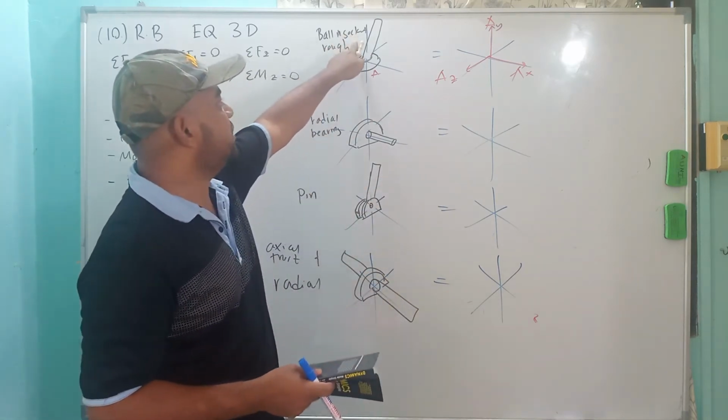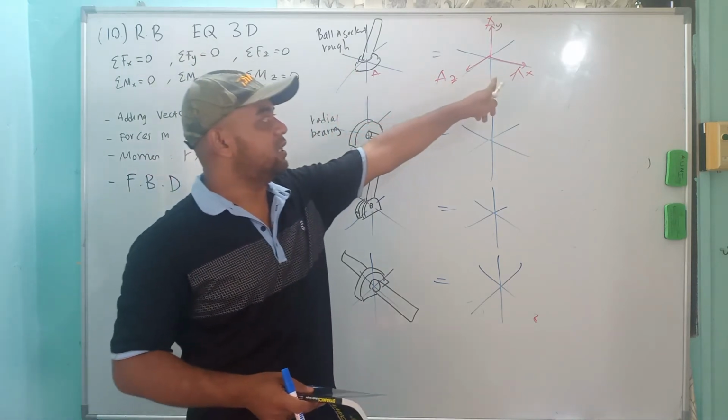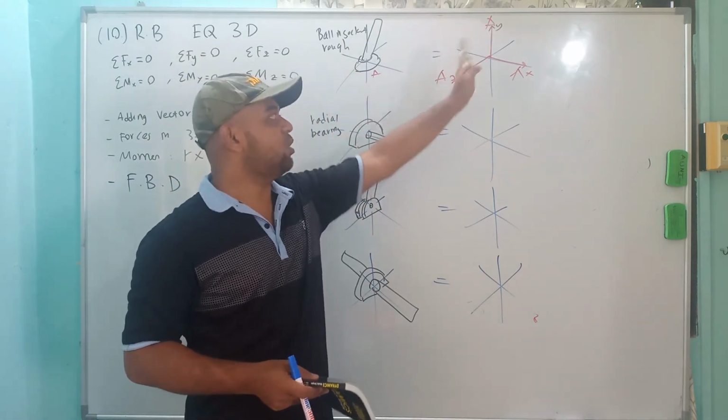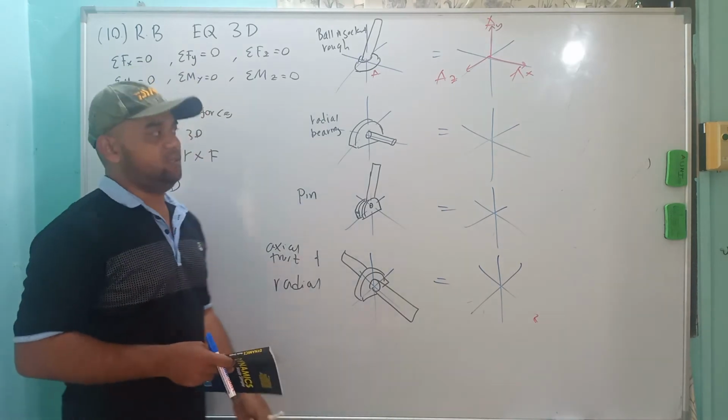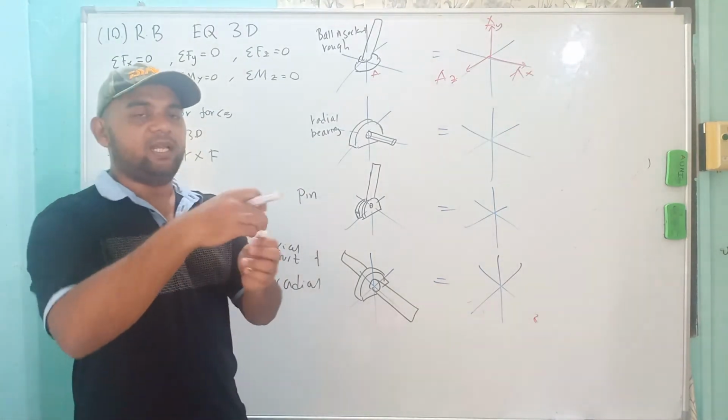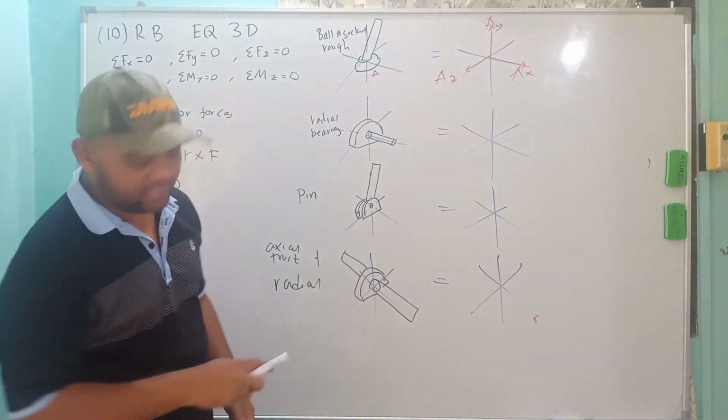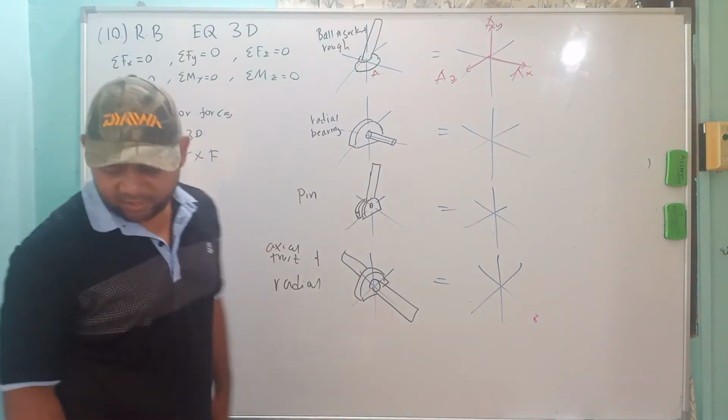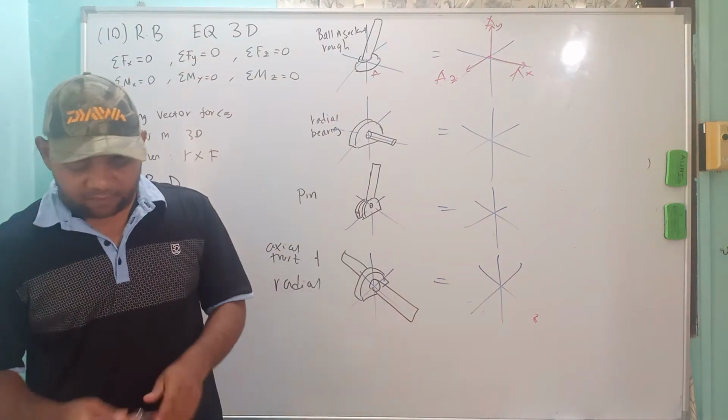So for ball and socket joint and rough surface, the reaction is the same. No moment, but only 3 forces. Okay, so this is the ball and socket joint. Next, we have radial bearing. Radial bearing, let's say I have this bearing.